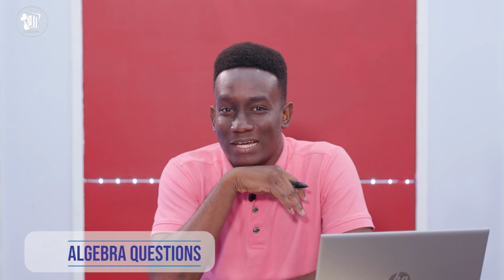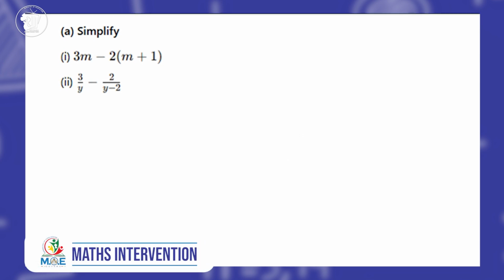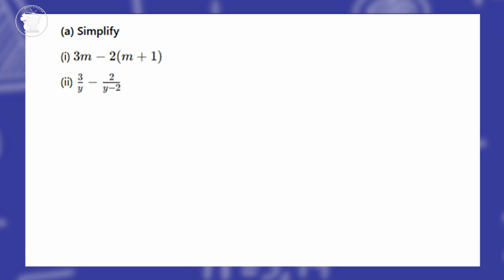In this video I'll be tackling some algebra questions, so let's head straight into the first one. The question says simplify. We're asked to simplify these here. So we have 3m minus 2 open bracket m plus 1, and then we have the other one. So let's deal with the first one.